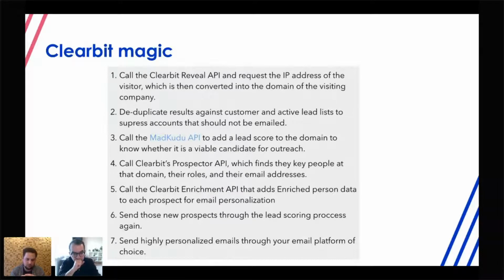that we should email. So exclude the current customers, and do lead scoring by an API. After that, use Clearbit Prospector to find the key people, and use another Clearbit product, enrichment, that adds all the person data. So you can do lead scoring again, and you can send very highly personalized emails through the email platform of your choice.